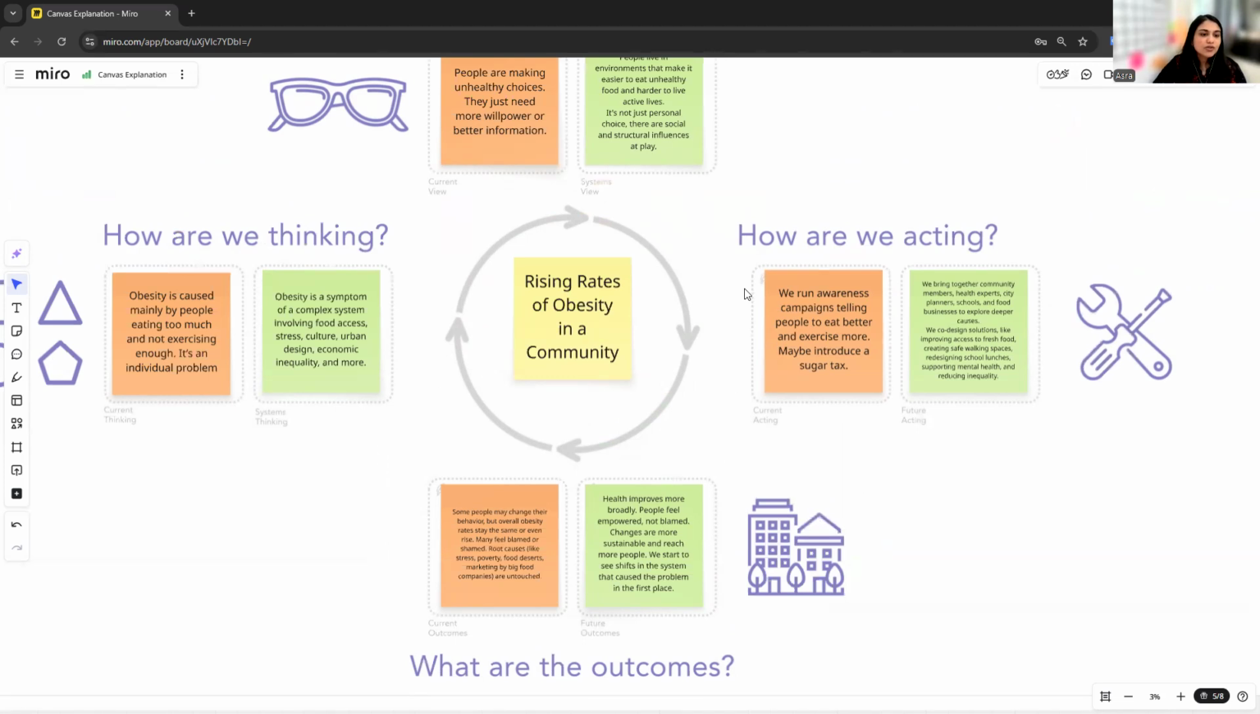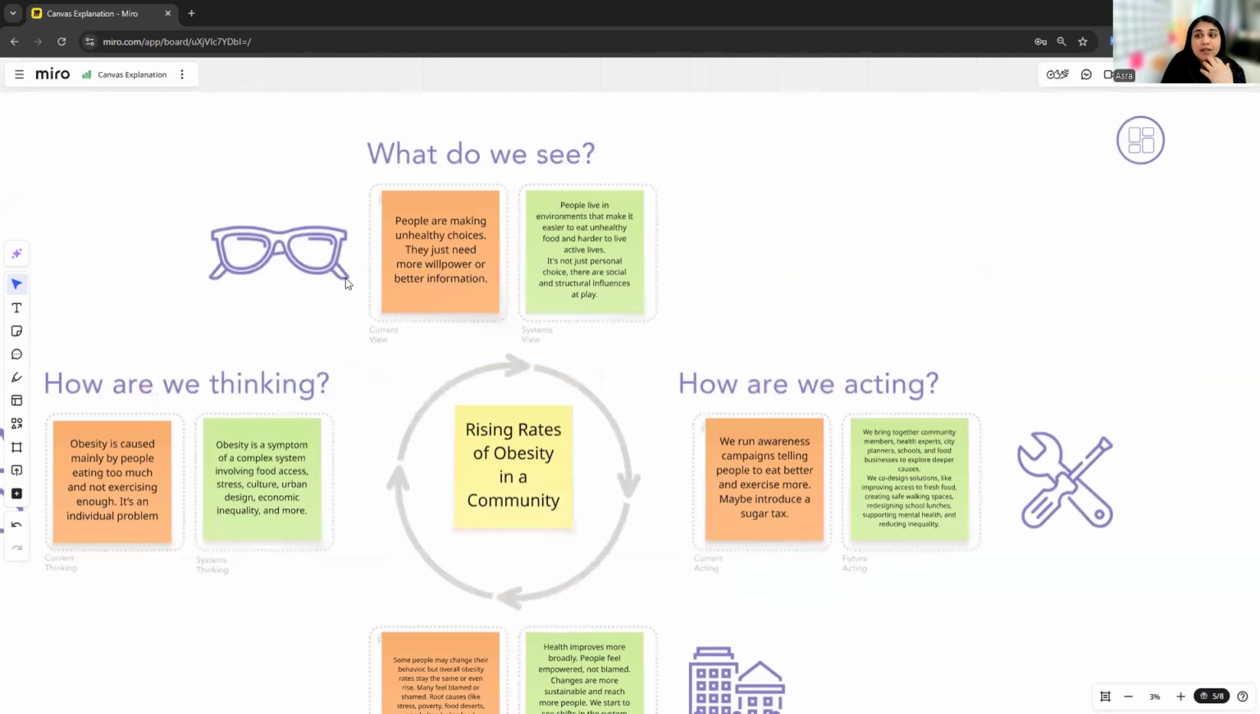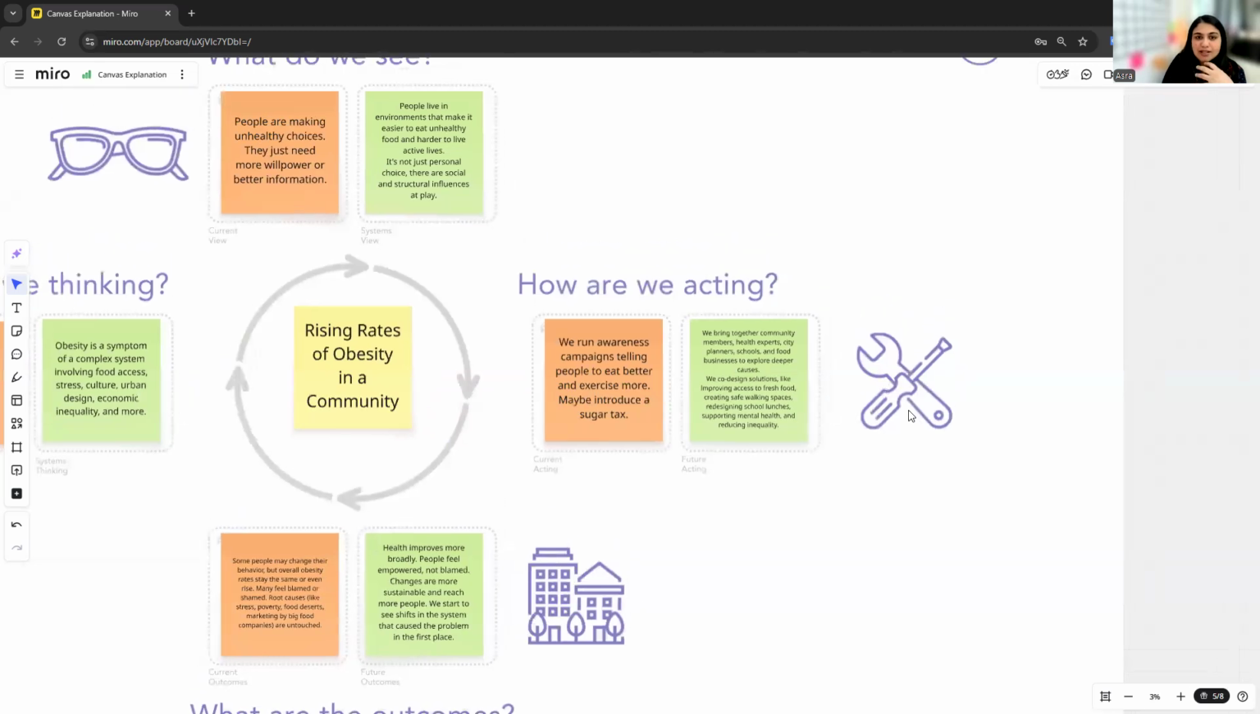Now, let's move on to the systemic way of looking at this. If I were to look at it in this way, I would think obesity is maybe what appears on the surface. Maybe it's all deeply interconnected, with complex factors affecting things, which involves food accessibility, stress, culture, urban design, economic inequality, and more. And I would start looking at it like, people live in environments where maybe it is easier to make unhealthy food choices and harder to live active lives. Maybe it's not a personal choice, but an outcome of the social and structural design of the city. And then maybe I start to look at it as more of a community problem.